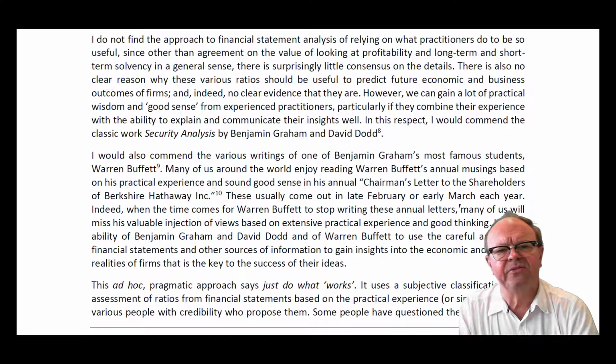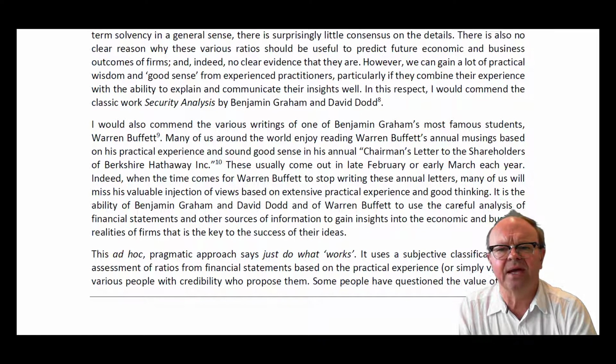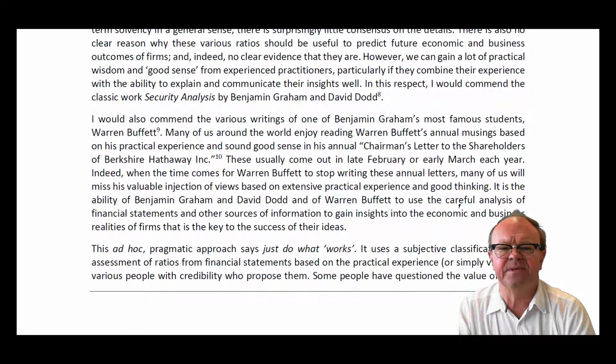I do not find the approach to financial statement analysis of relying on what practitioners do to be so useful, since other than agreement on the value of looking at profitability and long-term and short-term solvency in a general sense, there is surprisingly little consensus on the details. There is also no clear reason why these various ratios should be useful to predict future economic and business outcomes of firms, and indeed no clear evidence that they are.